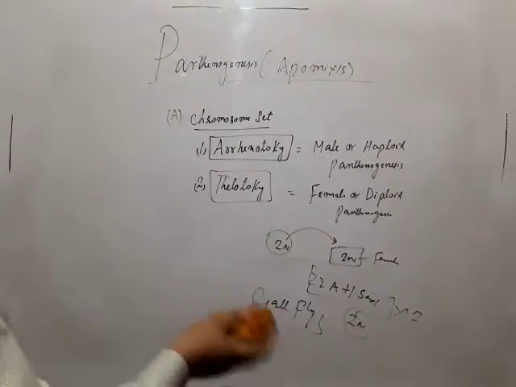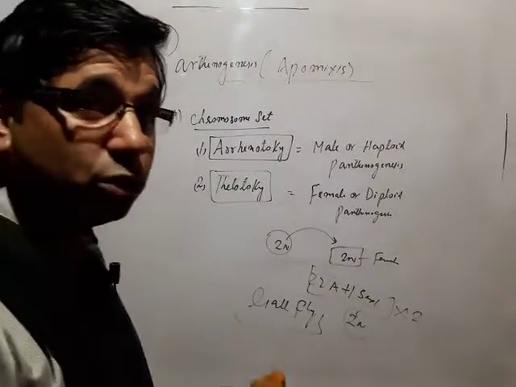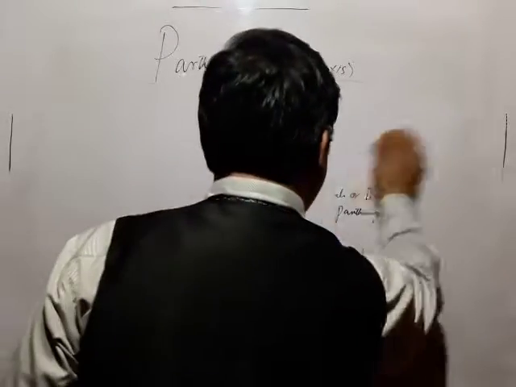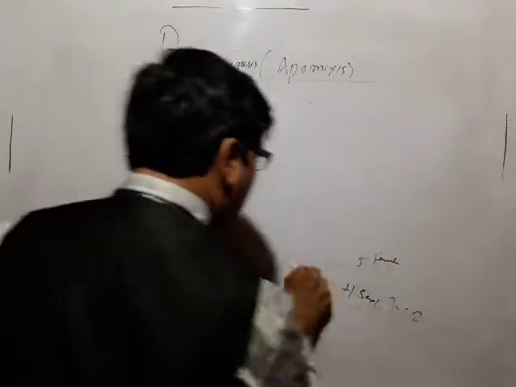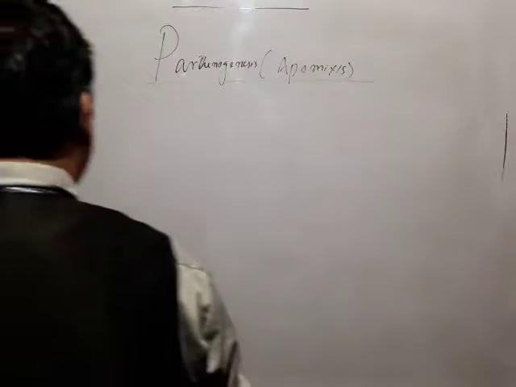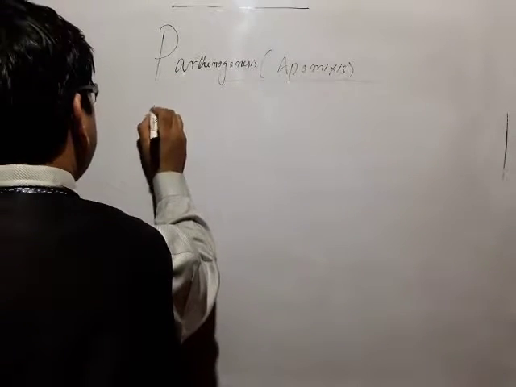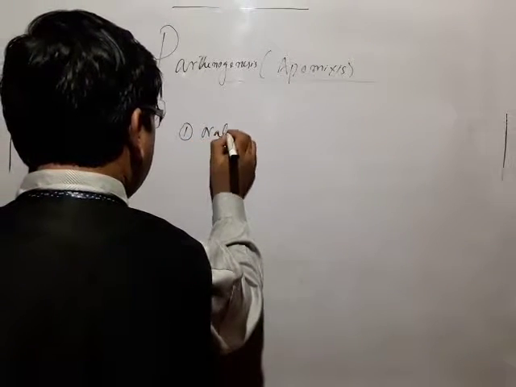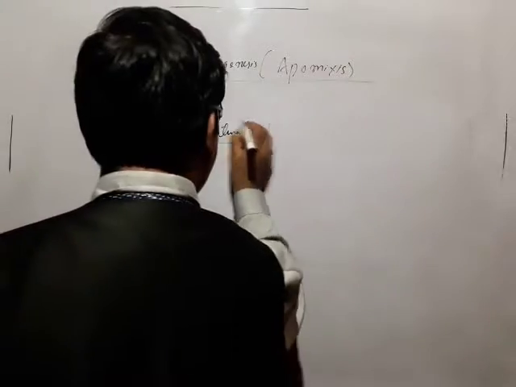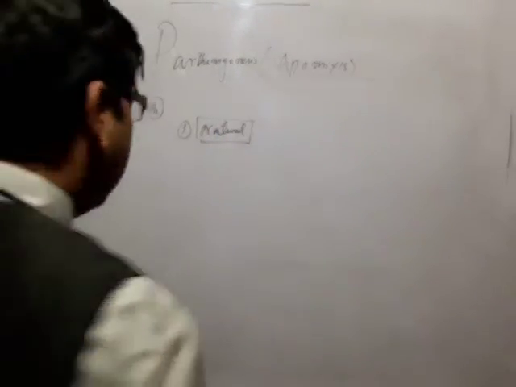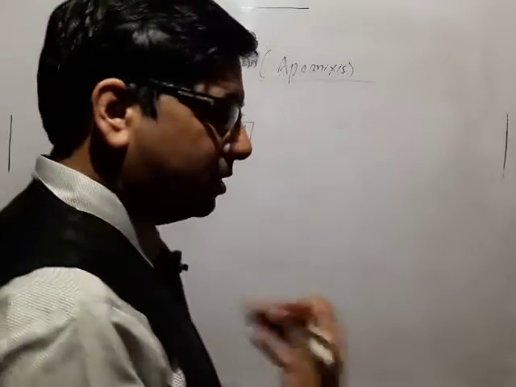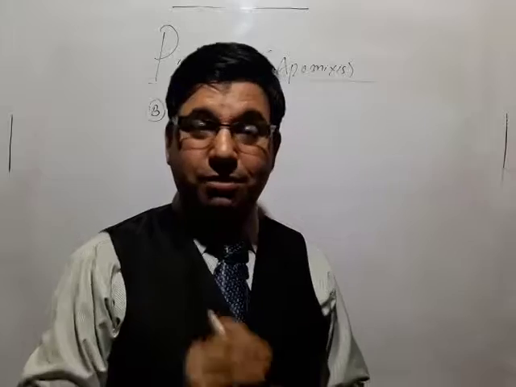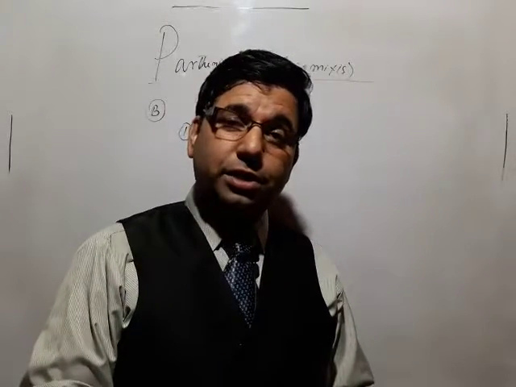Now we have a second basis of classification of parthenogenesis. The first was on the basis of chromosome set. The second is on the basis of induction, whether it is natural or artificial. So on the basis of occurrence we have natural parthenogenesis. Natural means it is there in nature. We are not going to induce it or artificially do anything to it.